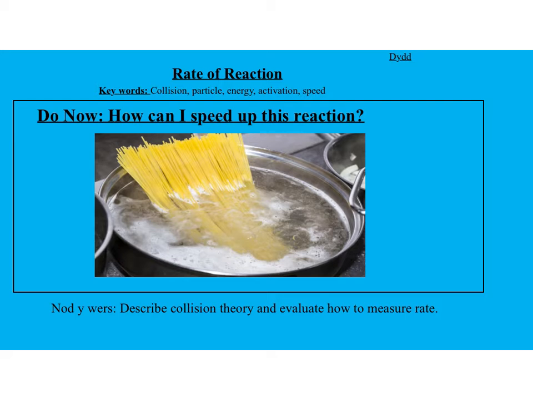If you're using your class notebook, then you already should have your date, title, keywords and your learning objective. If you don't, then you need to add them in on your bit of paper. Describe collision theory and evaluate how to measure rate. So we're going to describe something called collision theory. So first off, I want you to pause the screen and think about how you could maybe speed up this rate of reaction.